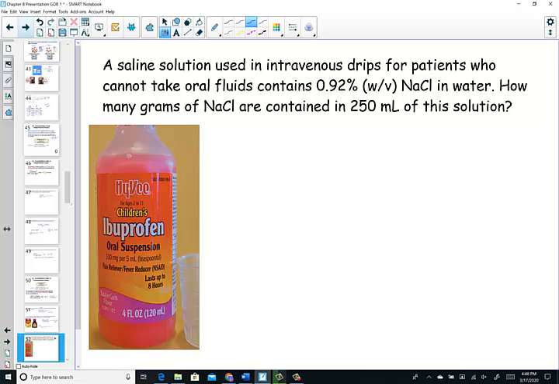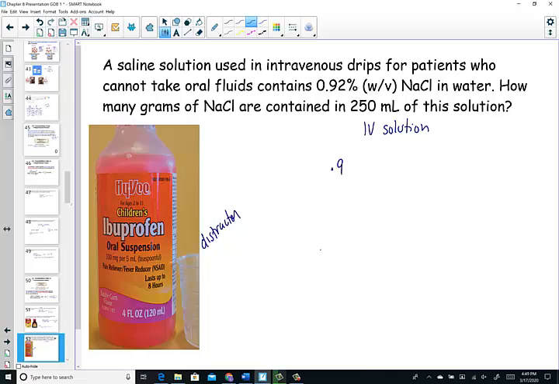Here's a saline solution used in intravenous drips for patients who cannot take oral fluids, and it contains 0.92% weight by volume of sodium chloride in water. How many grams of sodium chloride are contained in 250 mL of solution? I have no idea why I have an ibuprofen picture on here when we're talking about an IV solution. Well, sorry, this is a distractor. Must be coming up for our next problem. Let's talk about the IV solution.